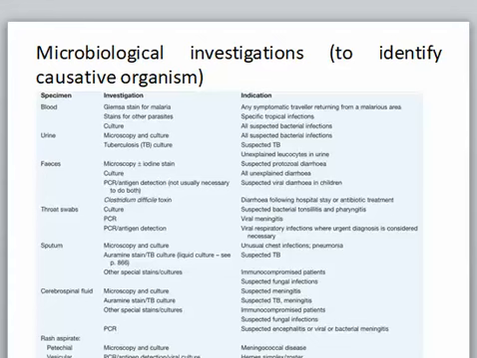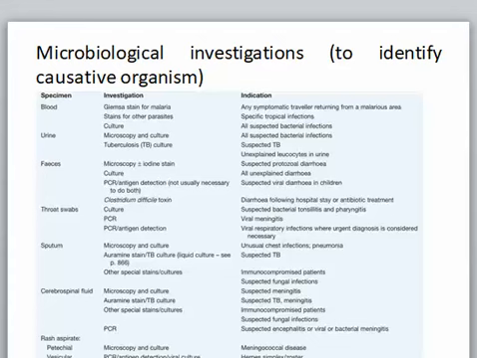PCR or antigen detection: it is usually not necessary to do both. You do either PCR or antigen detection, and you can check for suspected viral diarrhea. Clostridium difficile toxin in stool, and the indication is diarrhea when the patient is admitted and is on antibiotic therapy.